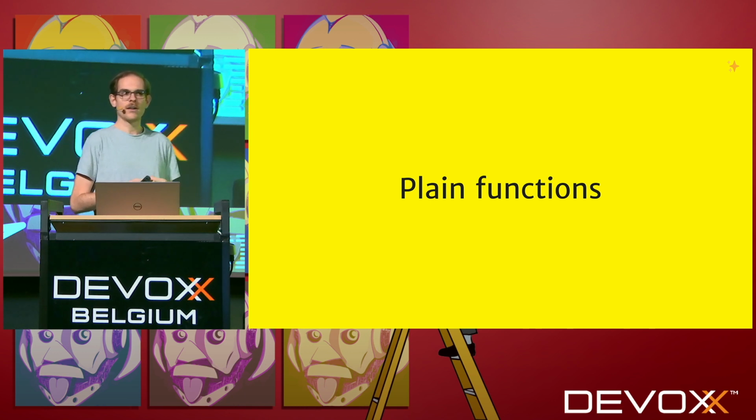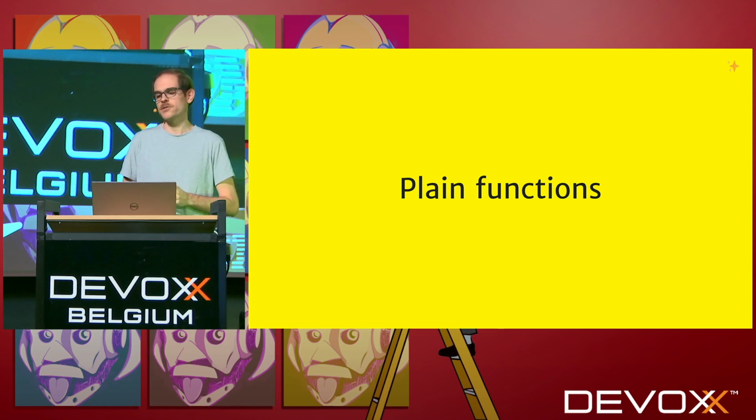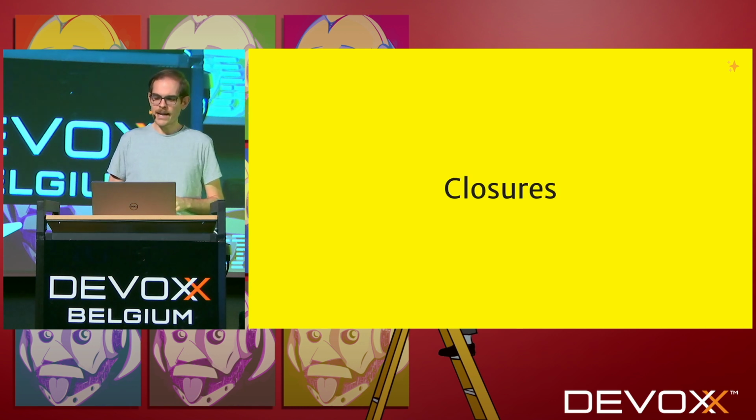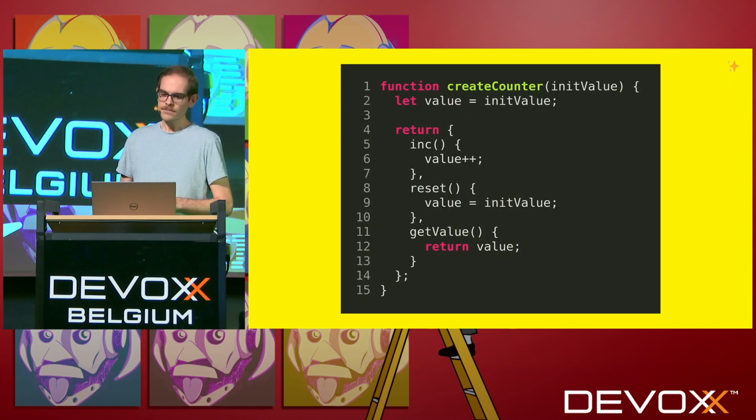And we can also implement common design patterns like factories or singletons. Again, we're going to see examples of that. So let's take a look at how we can leverage closures to do these things. First of all, closures help with encapsulation.